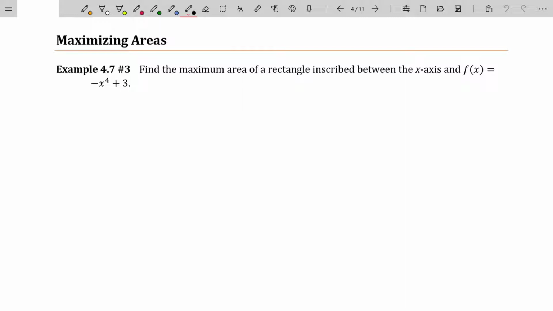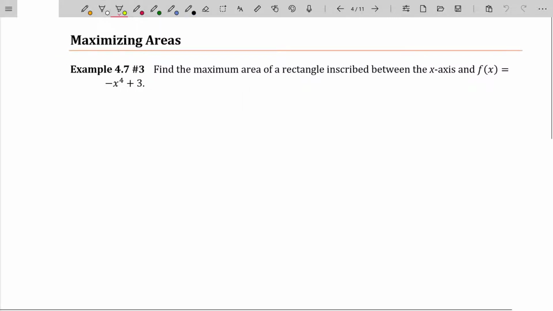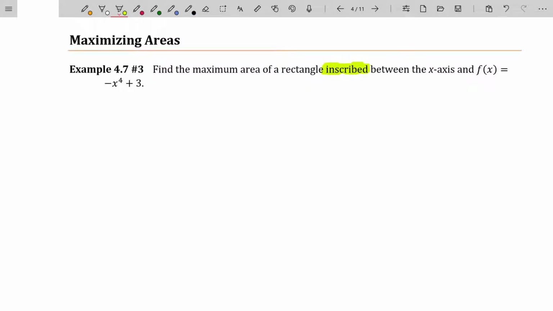So find the maximum area of a rectangle inscribed in between the x-axis and the function negative x to the fourth plus 3. The key word here is inscribed. If you don't know what that means, it just means you have a rectangle that is inserted into the interior of this region between the x-axis and that function.